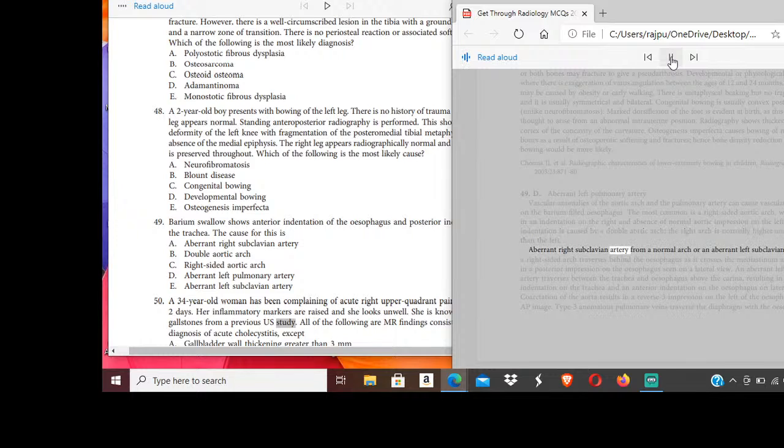Aberrant right subclavian artery from a normal arch, or an aberrant left subclavian artery from a right-sided arch, traverses behind the esophagus as it crosses the mediastinum, and results in a posterior impression on the esophagus seen on a lateral view. An aberrant left pulmonary artery traverses between the trachea and esophagus above the carina, resulting in a posterior indentation on the trachea, and an anterior indentation on the esophagus on lateral view.